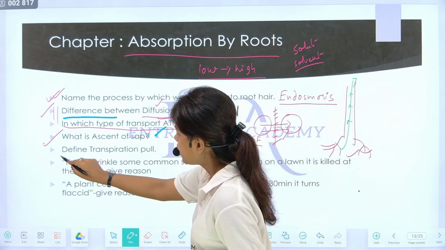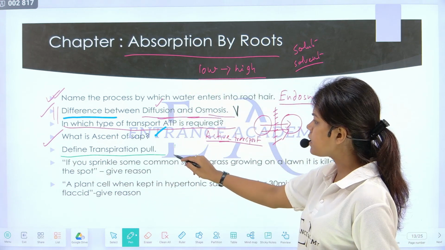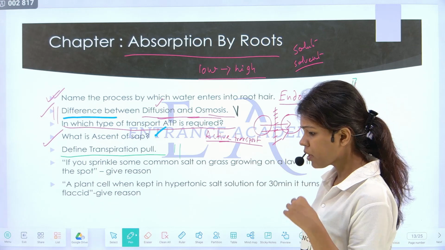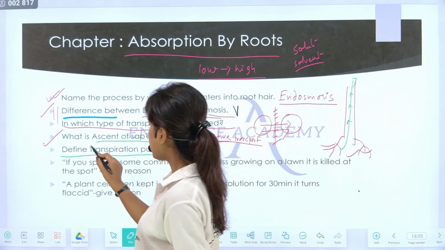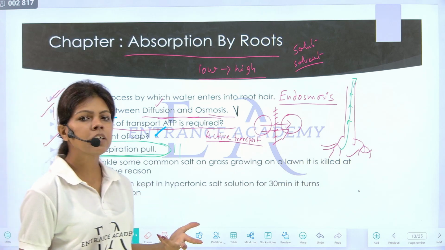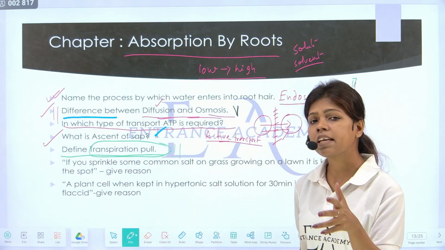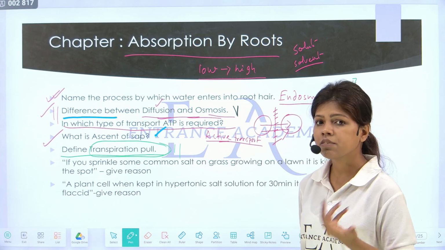Next, define transpiration pull. What is a transpiration pull? For this question, first you have to know what is transpiration. Transpiration is the release of the excess water from the aerial part of the plant in the form of water vapor.